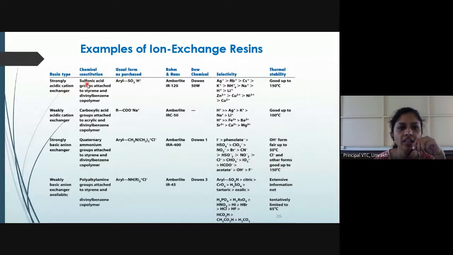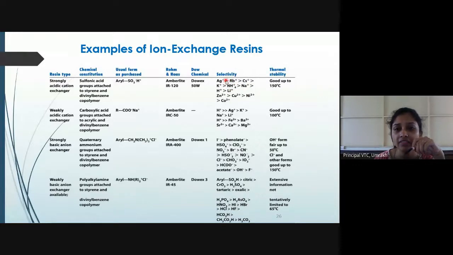Suppose this is a strongly acidic cation exchange resin. If it is a strong cation exchanger, it will have a sulfonic acid group, SO3 minus, attached to a styrene and divinyl benzene copolymer. This is its company name: if this company is making it, its name is Amberlite IR, so from this name it is available in the market. It is selective for Ag plus, Rb plus, Cs plus, K plus.